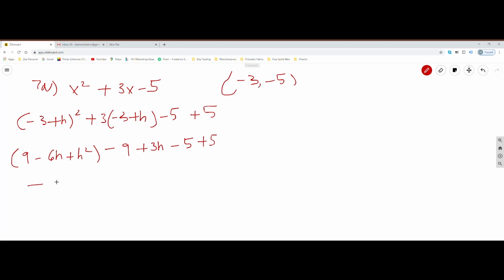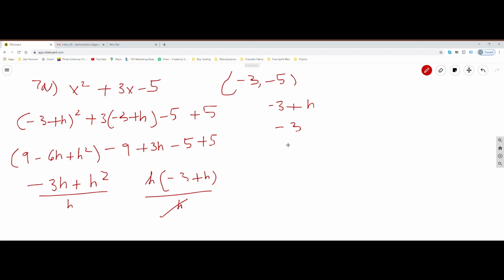So you're left with -6h, no, it's -6h plus 3h plus h squared over h. You take out the h, so you're left with -3 plus h. The h's cancel, and you have -3 plus h. When you substitute h as 0, you're left with -3.